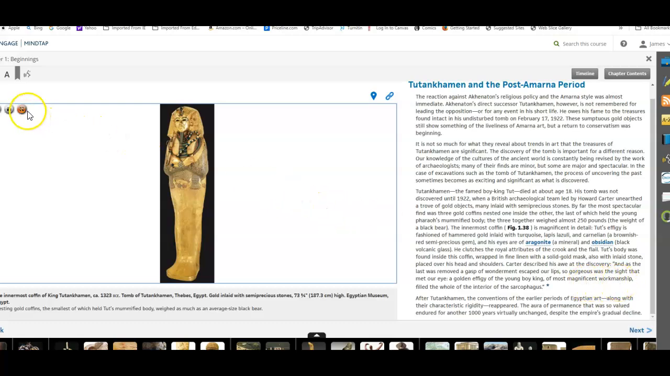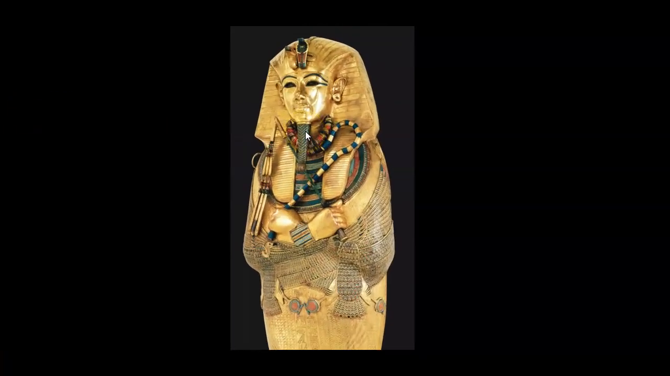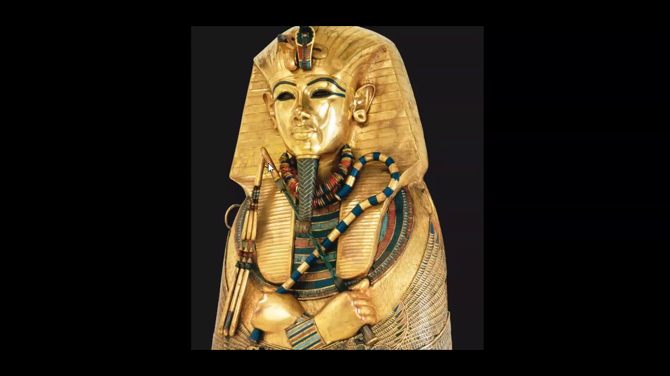And one of the interesting aspects about this, let me go back, because they don't have the image here. The death mask is literally set over the mummy. There's actually a series of these. This is that false beard.